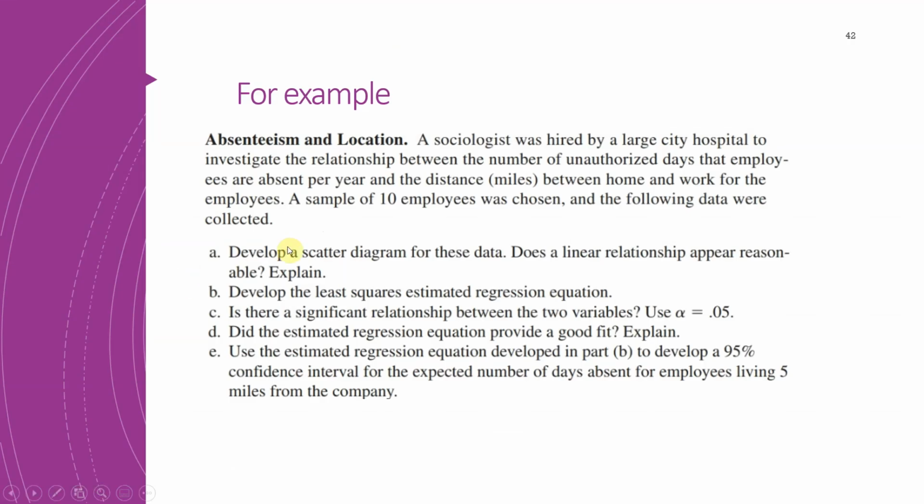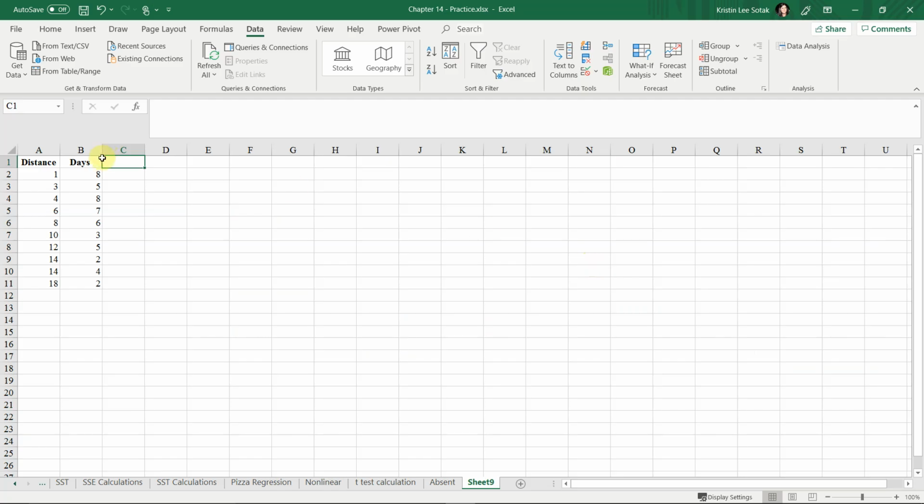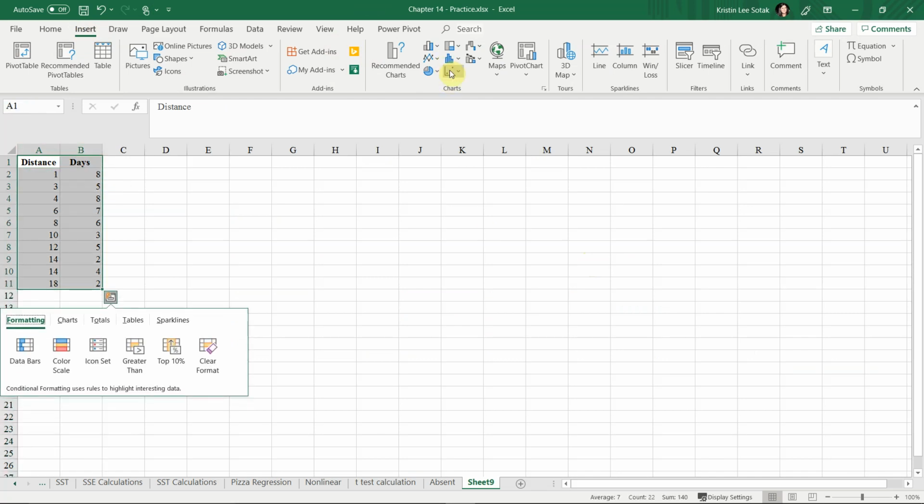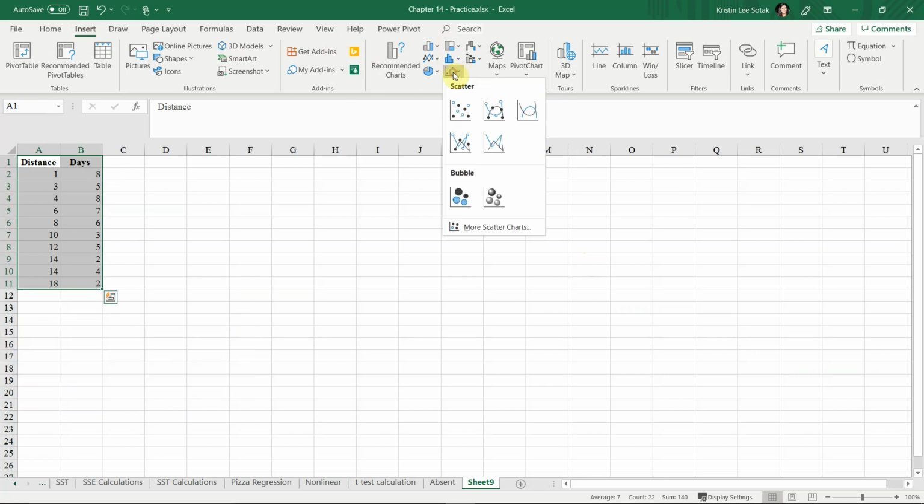So what does it want us to do? Let's just do A through D. Let's develop a scatter diagram, and does the linear relationship appear reasonable? Explain. So let's do that first. We can go to insert recommended chart. So let's select our data. And we want to go to, under charts, insert scatter. So let's select that.